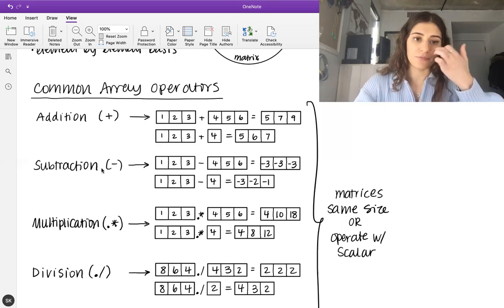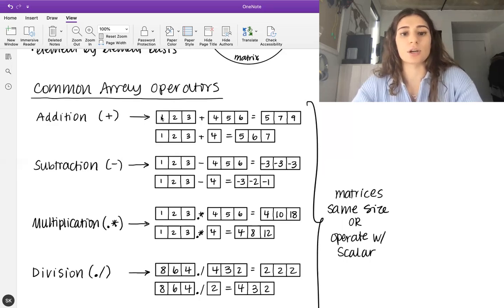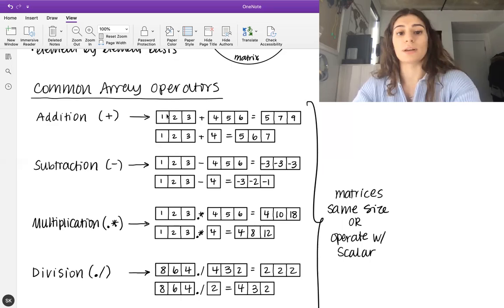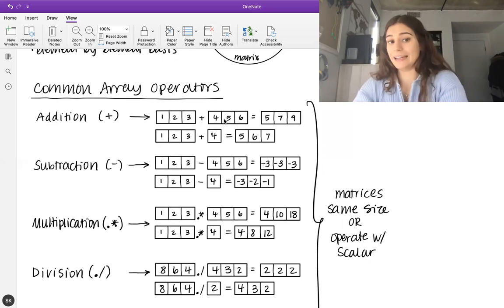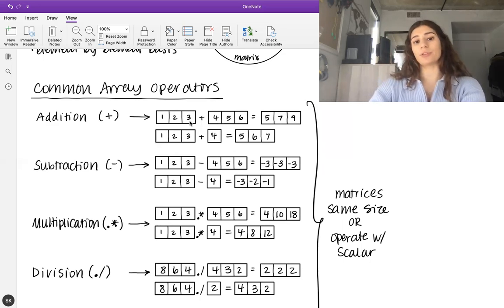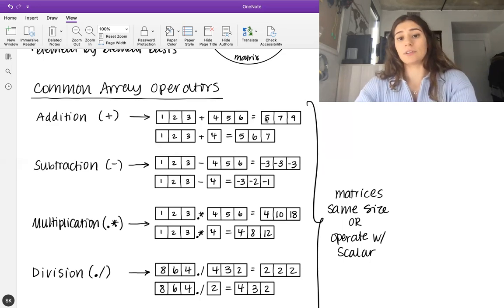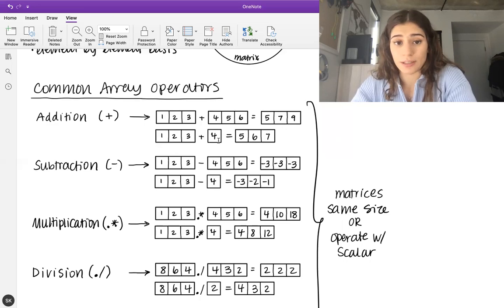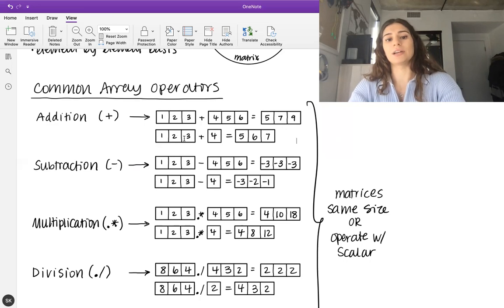So for instance, we have addition. For the first option that I just discussed, we have two 1 by 3 matrices being added together. The 1 gets added to the 4, the 2 gets added to the 5, the 3 gets added to the 6 to give us this matrix here. And the other way you can do it is use a scalar with it. The 4 in this case will get added to each element of the first matrix.